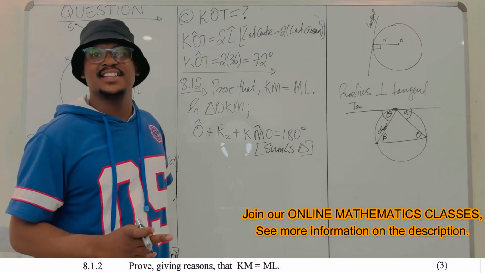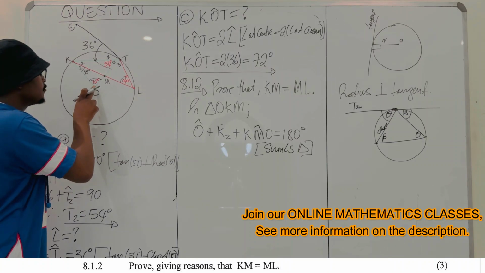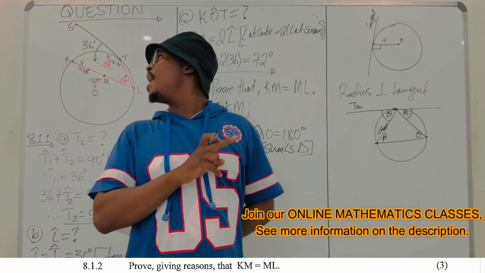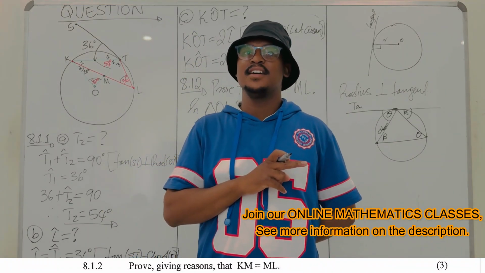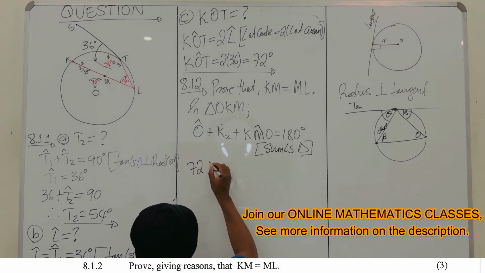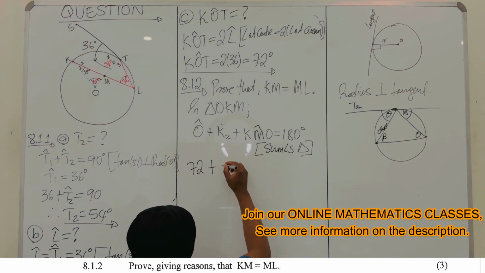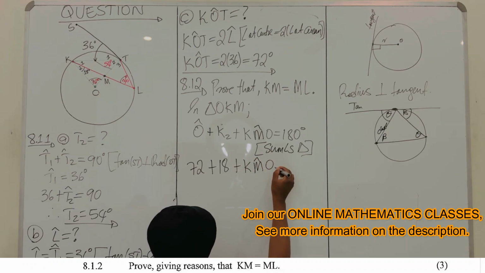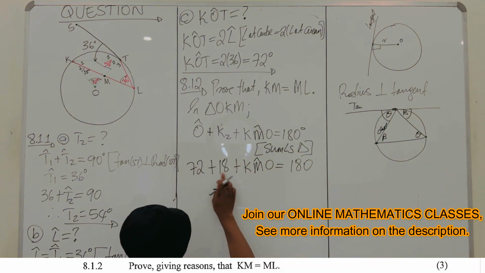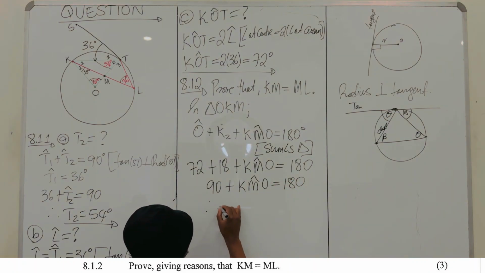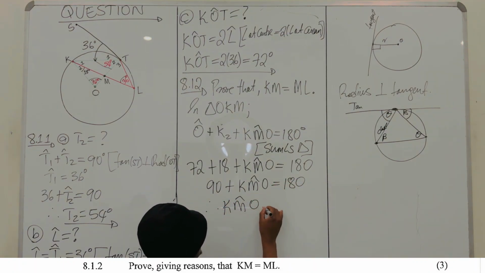If you find that angle is 90 degrees, then we have shown that we have a line from the circle center perpendicular to the chord. Therefore, it will bisect the chord, which means your KM will be equal to your ML. So we just found it to be 72 plus K2. What is your K2? It's 18 degrees, plus angle KMO, equal to 180. If you add these two, you find that this is 90 plus angle M equal to 180 degrees. Therefore, the angle M is equal to 90 degrees.